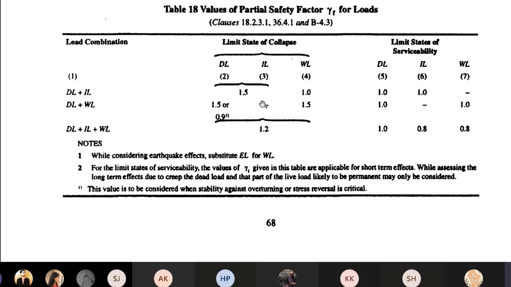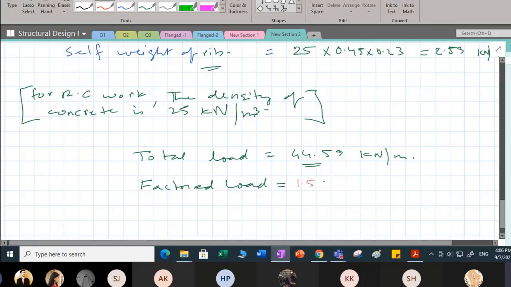But in my case, I have only dead load and live load, so my load factor is going to be 1.5. You multiply 1.5 into 44.59. So what is the factored load for which you'll be designing the beam? 66.89. Okay, 66.89, say 67 kilonewton per meter. I'm designing for a little bit more load, so I don't have any problem with that. So it is nearly equal to 67 kilonewton per meter.